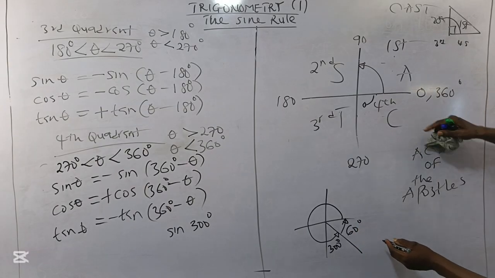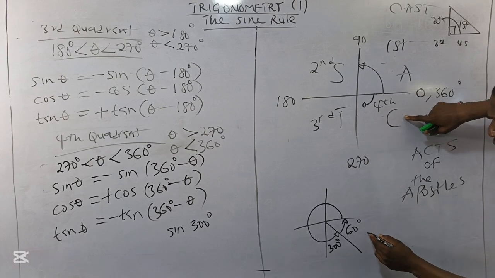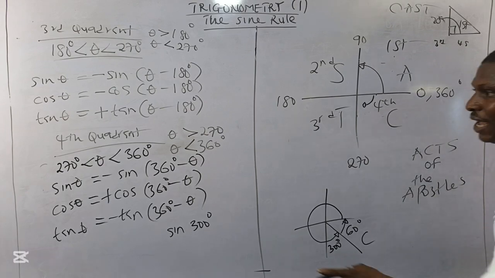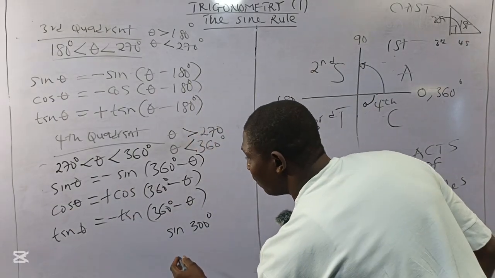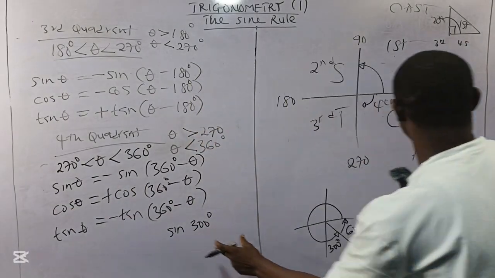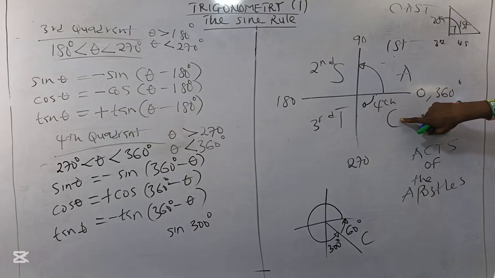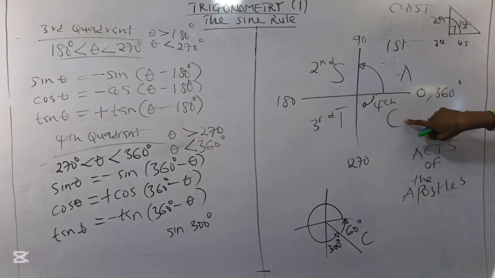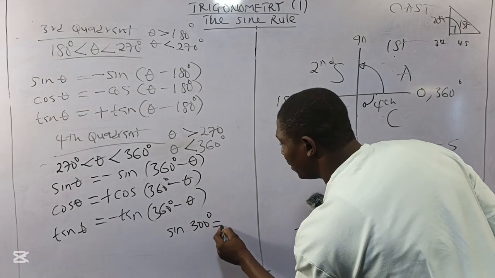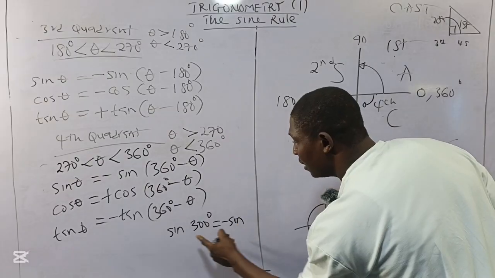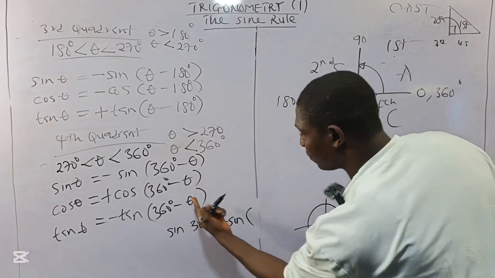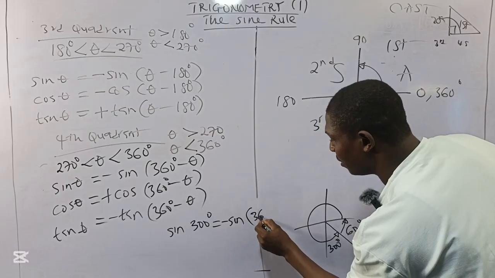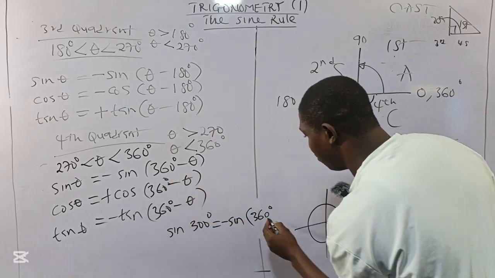Now, since this is in the fourth quadrant and cos is positive in the fourth quadrant, I'm focusing on cos. So I simply have, okay, I'm talking about tan. Tan is negative in the fourth quadrant, since cos is positive. So I simply have tan to be negative sine. This value will be negative sine of, open brackets, 360 degrees, just like we have here, minus theta.